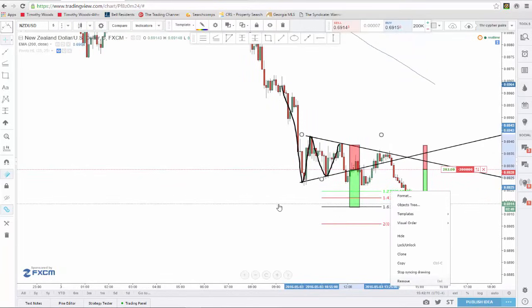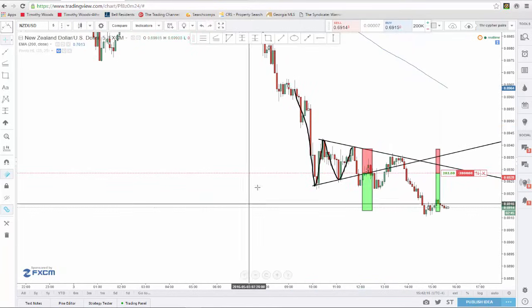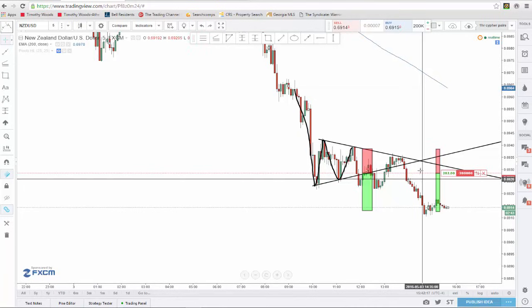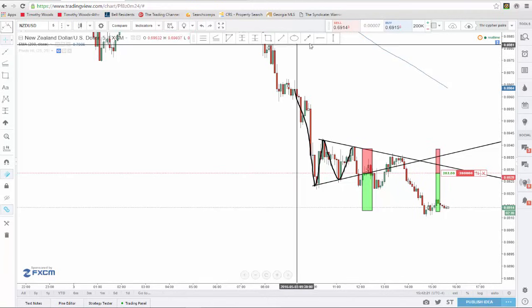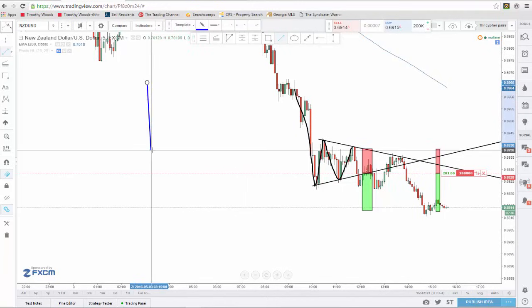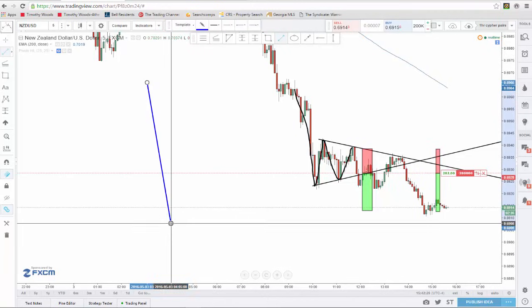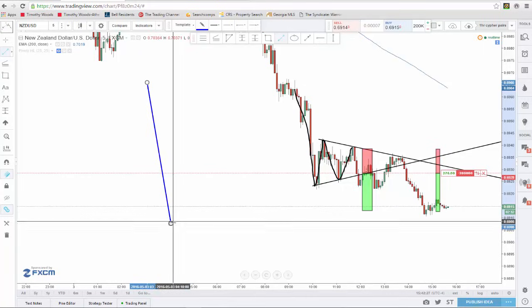So if I just draw out over here to the edge of the chart what the market's done, maybe it'll be a bit more clear. I know this looks a bit messy. So what we did was came down and formed a pennant formation.